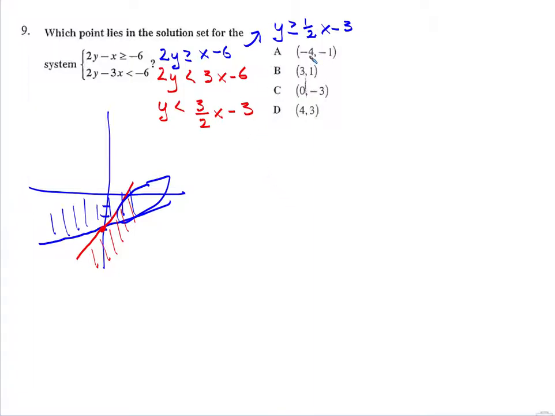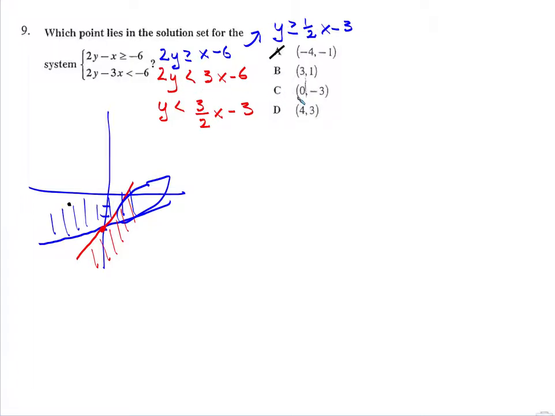So at -4, -1, that's right about there. That's definitely not in this region. It can't be A. Let's look at B. B is saying 3, 1. So at 3, 1, that might be in the region. That might be like right there. And by the way, there is a slight error in my graph. This red line should be a dashed red line. I'm noticing that now in retrospect.